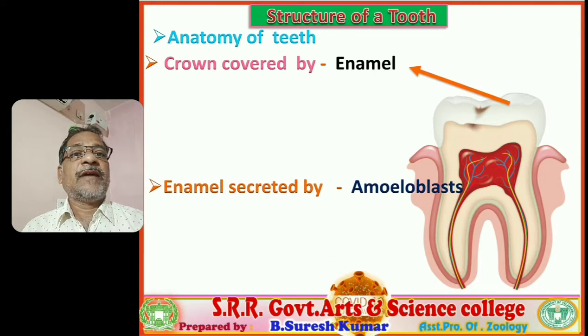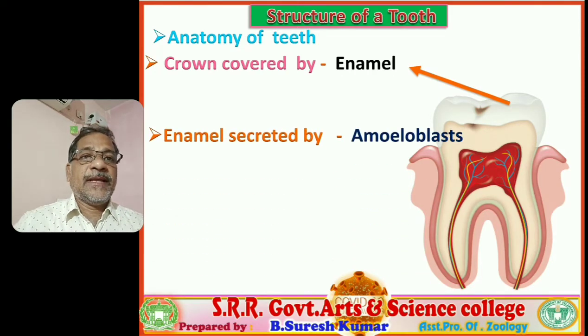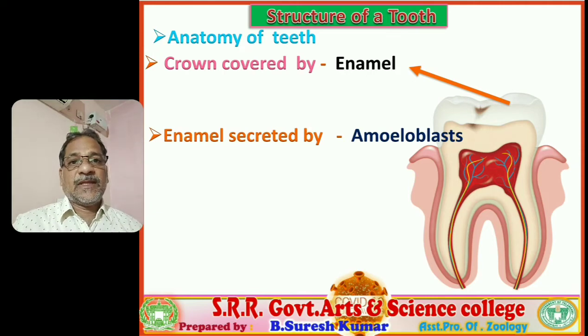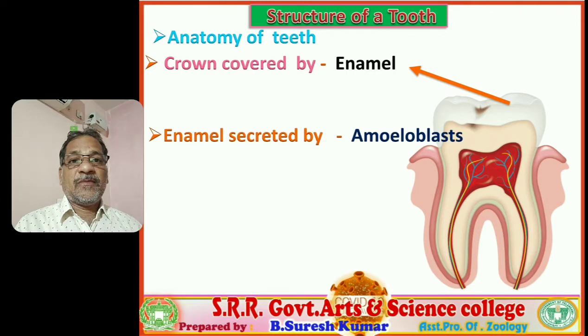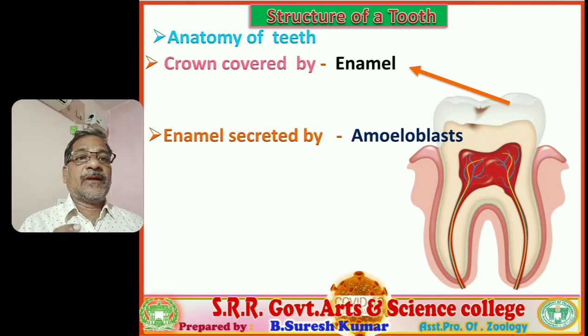This is enamel, and enamel is secreted by specialized cells. The specialized cells are ameloblast cells. Remember, it is a very important point for entrances. So ameloblasts secrete enamel substance. The ameloblasts are derived from the ectoderm germinal layer in the course of development. So the enamel layer is derived from the ectoderm germinal layer.